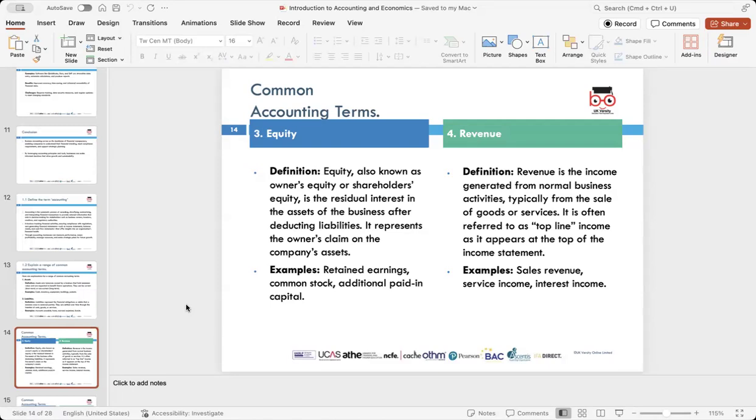Revenue, often referred to as sales or income, is the money a business earns from its normal operations. It is considered the top line of the income statement because it appears at the very beginning. Major examples are sales revenue, service income, and interest income.